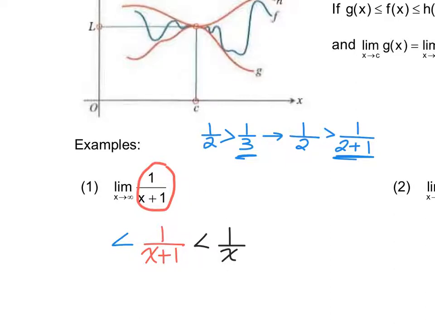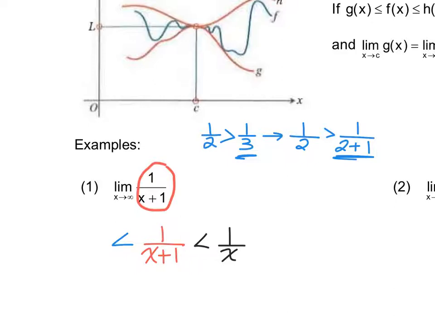All right, so I could do something like this. I can go 1 unit in the other direction. I could do something like 1 over x plus 2. See what that looks like. All right, it does look like the middle function is trapped in between the top and the bottom one.